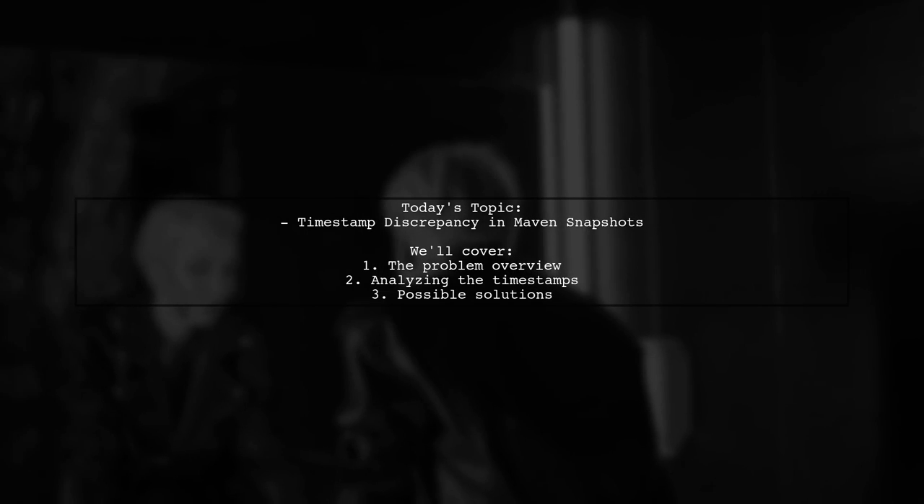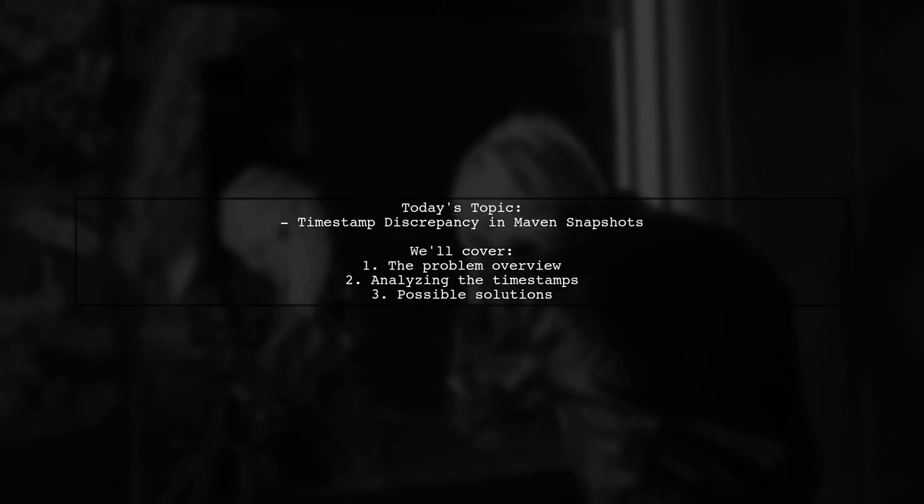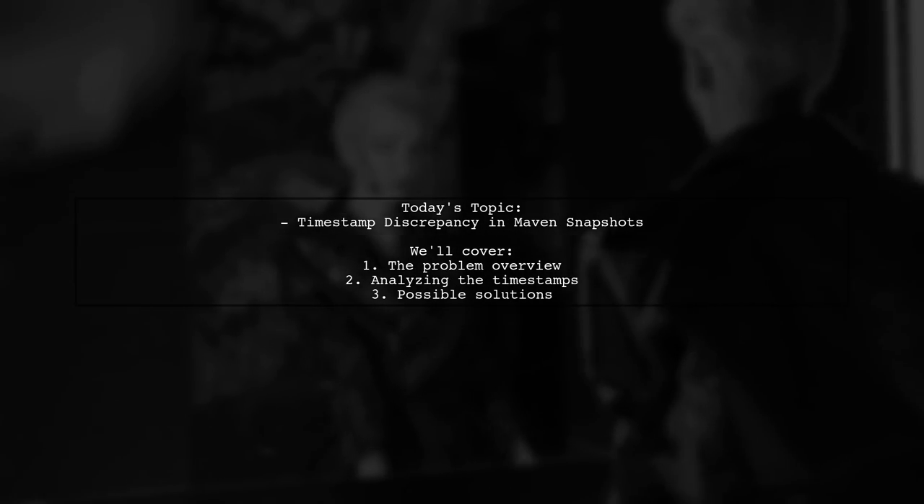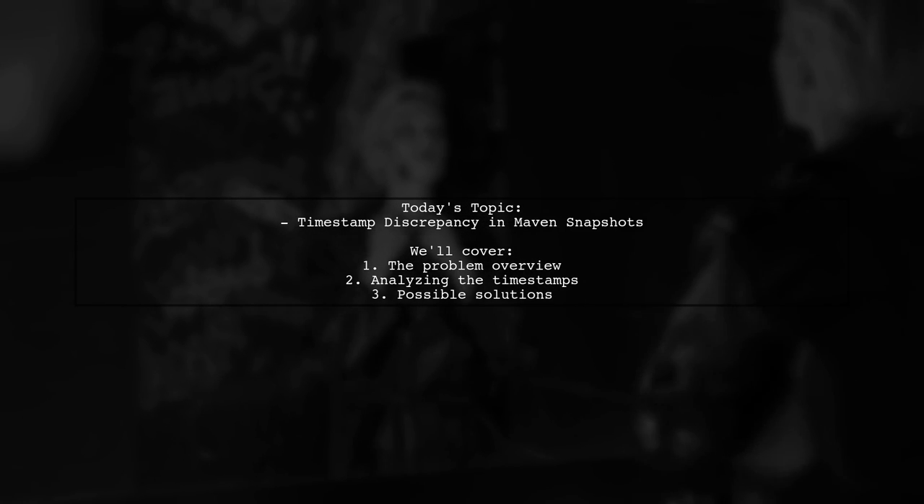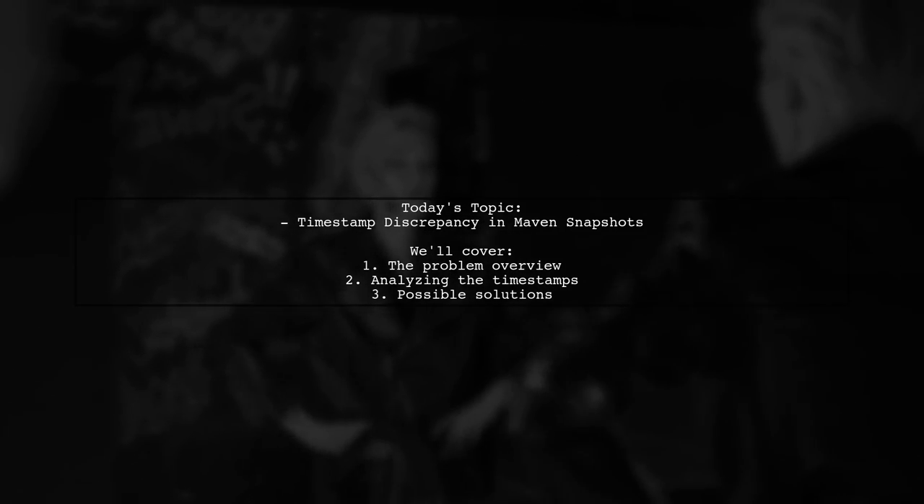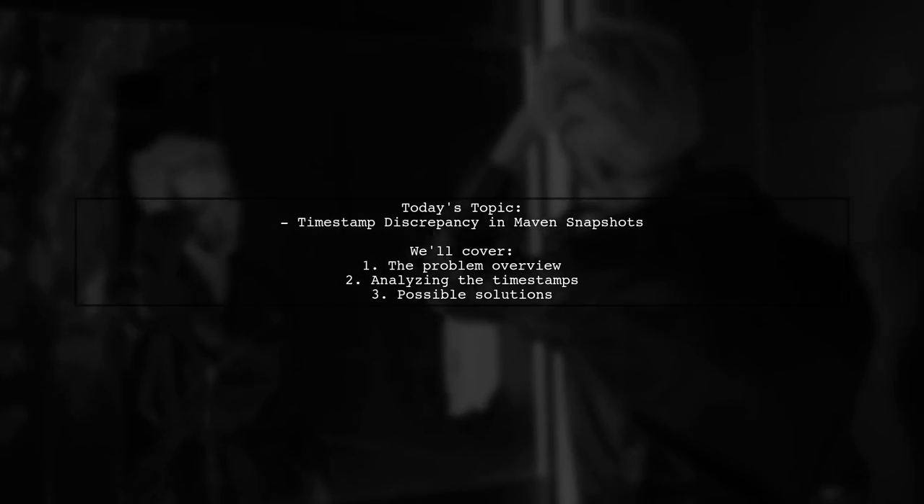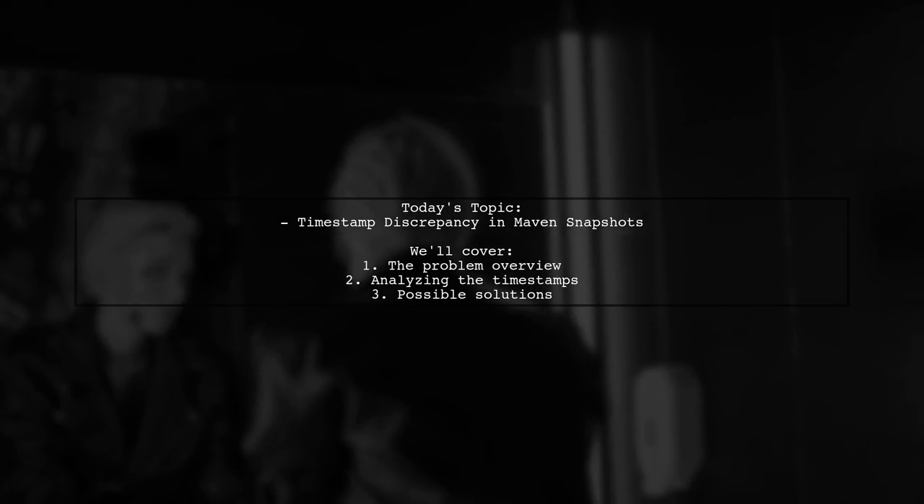Today, we're tackling a peculiar issue that many developers encounter when working with Maven and Nexus. Our viewer has run into a problem where the timestamp in the snapshot jar's maven-metadata.xml is more than a second ahead of the actual jar's timestamp. Let's break down the situation and see how we can resolve it.